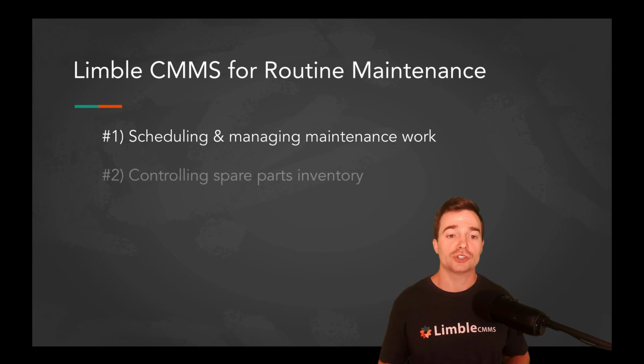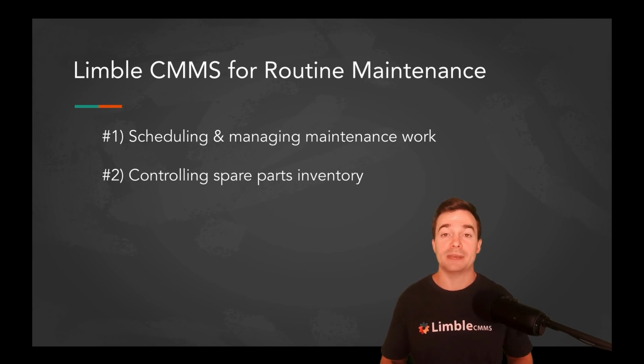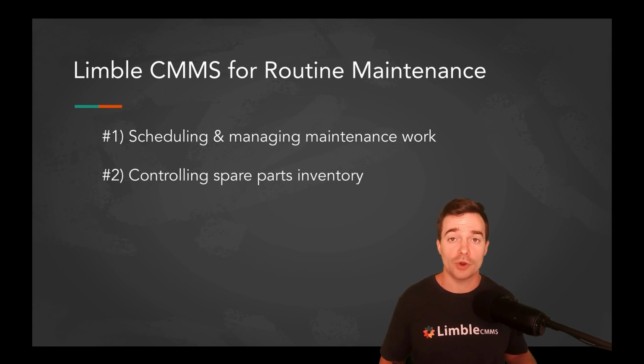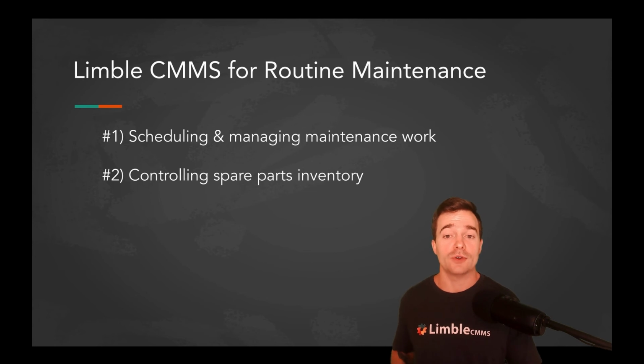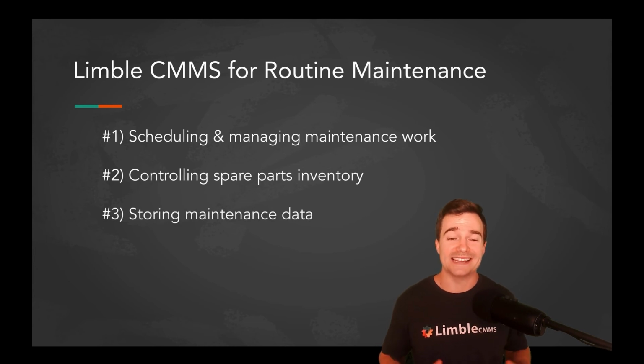And we also have controlling spare parts inventory. Visual inspections aside, you can't perform routine maintenance if you do not have the right tools or spare parts available. Limble CMS sets up email notifications when stock quantity goes below a level that you have set, and it automatically tracks usage of your spare parts and accurately forecasts parts usage and budget for the next year or quarter. And you also have storing maintenance data.